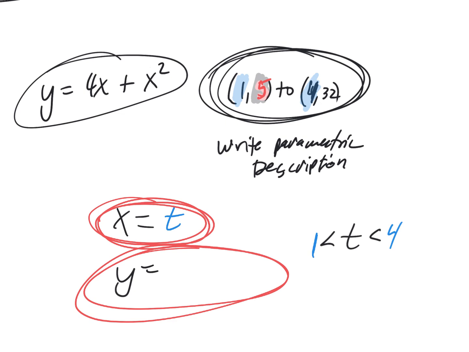What if they said x has to be 2t? Well, then they already gave you one of your two parametric equations. But anyway, I'm going to stick in x equals t, and I'm going to stick it there and there. Yes, question?